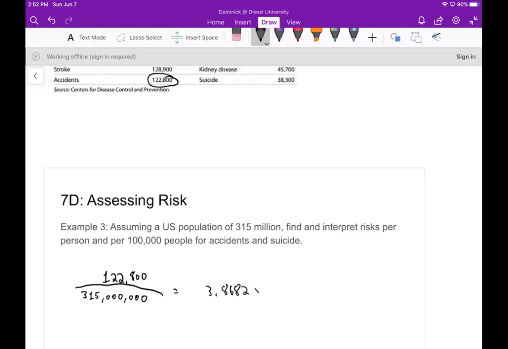Wait a minute, I did times, so I don't want to do that. So let's erase this and let's try again. So 122,800 divided by 315 million. Okay, and then that gives us 0.000389841.